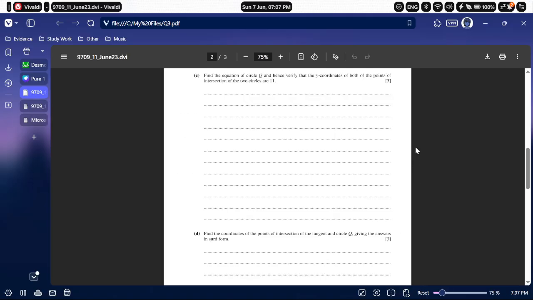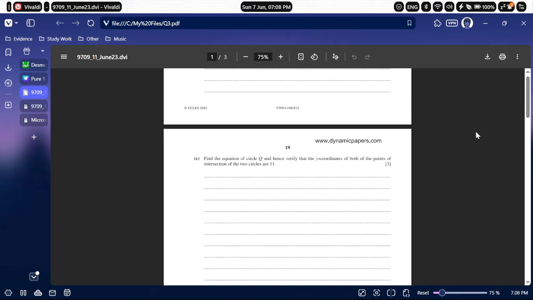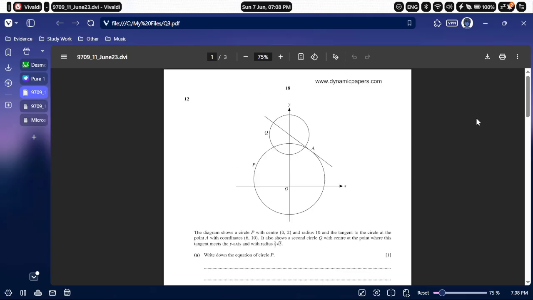Once you input y is equal to 0 into the equation of the tangent, you'll get the center. You square the radius, and you'll get the equation of circle Q. And we need to verify that the y coordinates of both of the points of intersection of the two circles are 11.